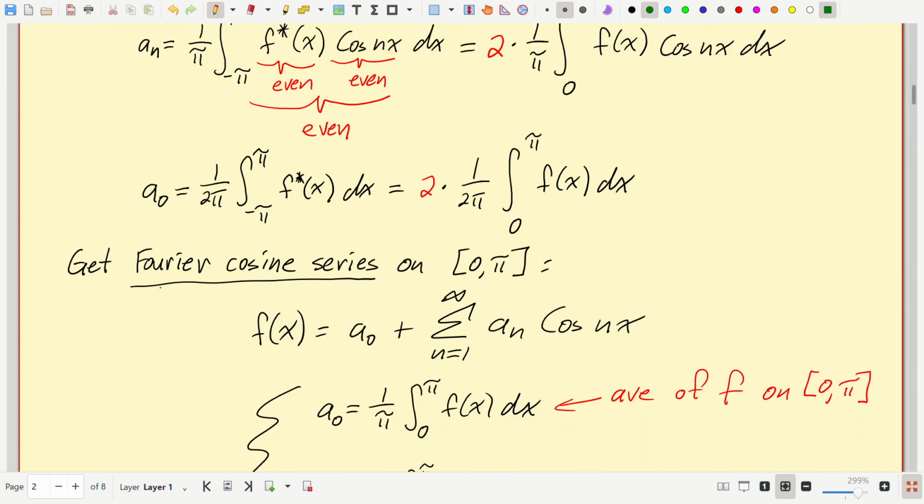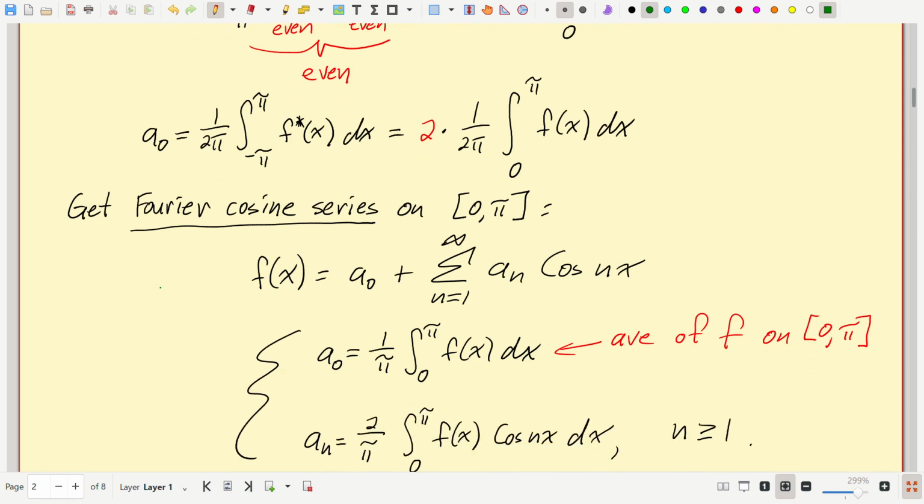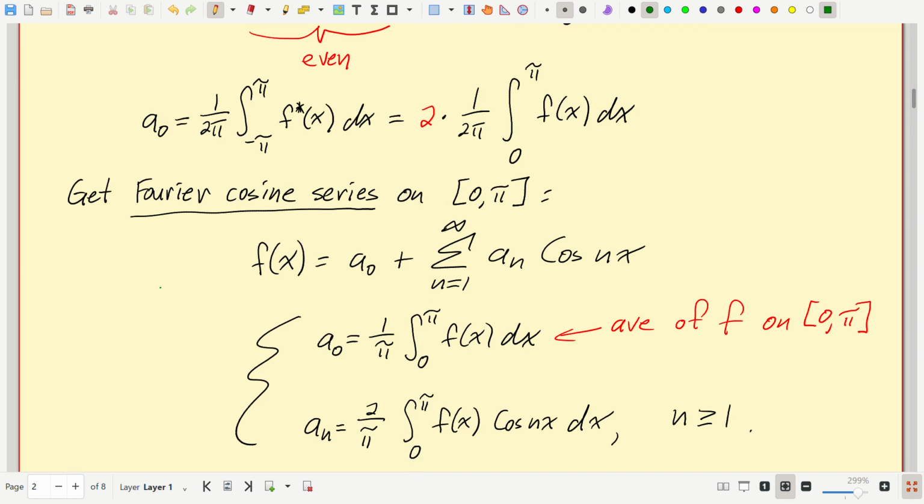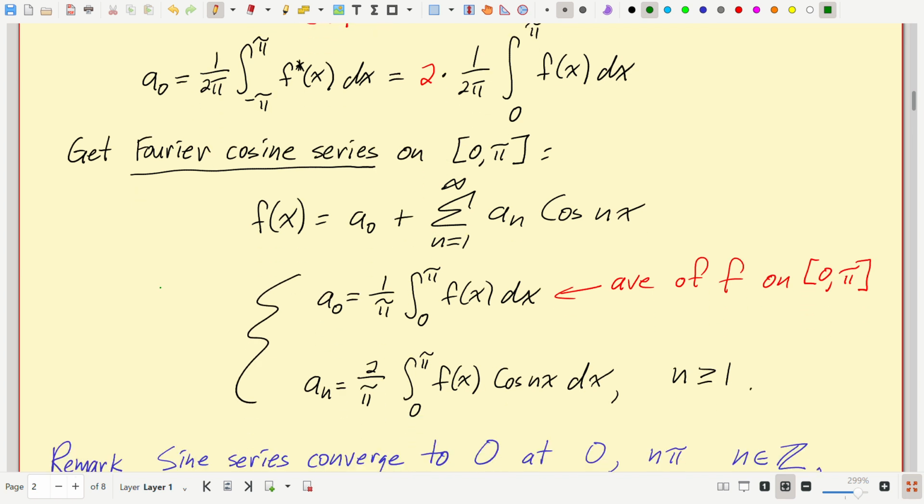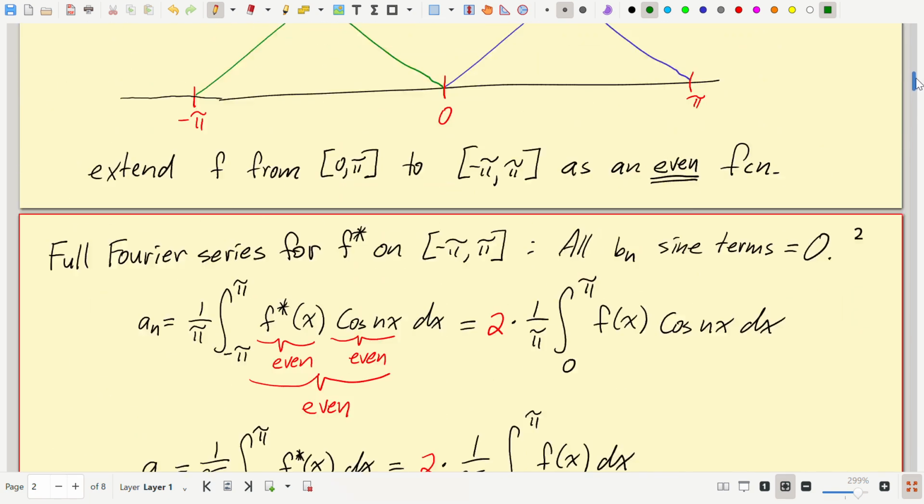We can expand a function in terms of cosine. Interesting. We can use either cosine or sine to expand functions. That's pretty interesting. It's kind of like having two different bases for a set of functions. And that's exactly what it means. And notice that a naught, the new formula, is the average on 0 to pi of my original function. And the a_n coefficients look just like the sine coefficients. Let me just scroll back up and make sure I didn't screw up the sine coefficients.